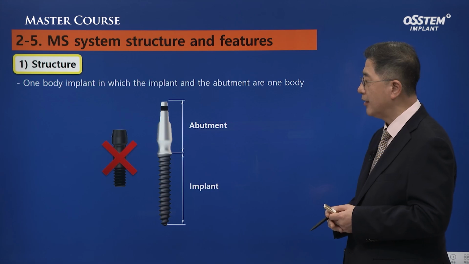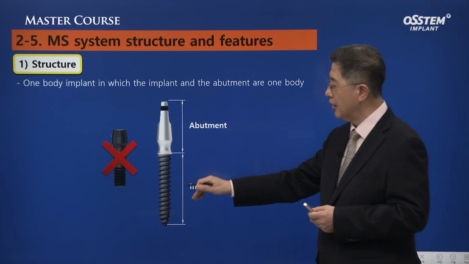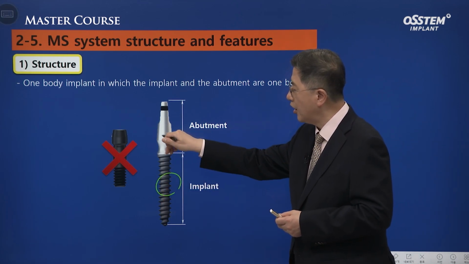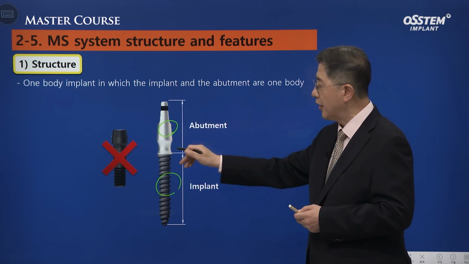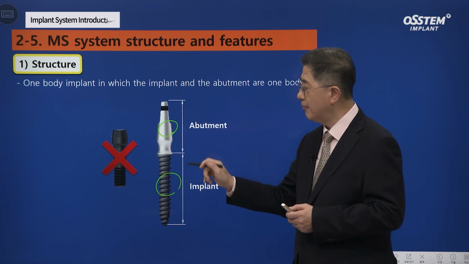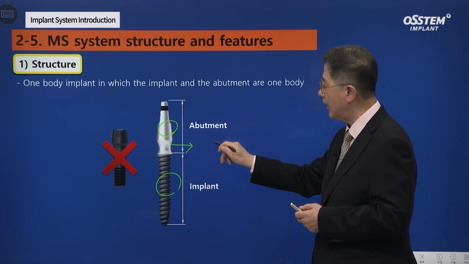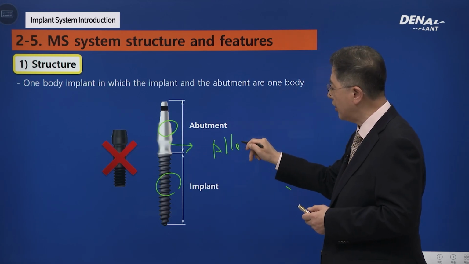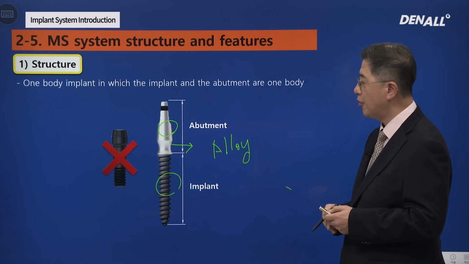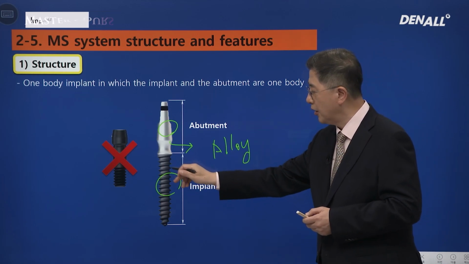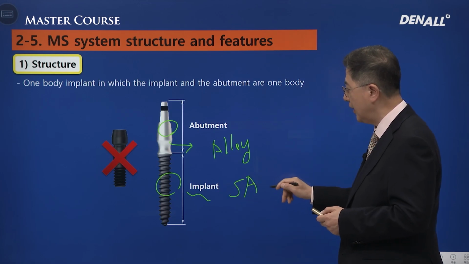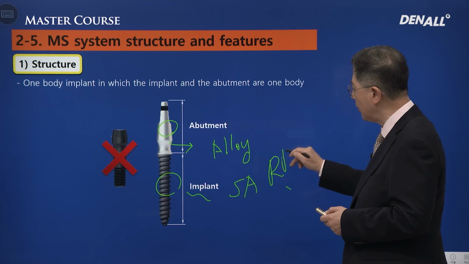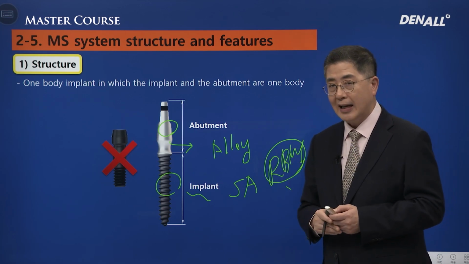There is no abutment screw and, as shown here, this is a one-body implant where the implant thread and abutment are combined into one. Because it is very thin, it is made of alloy. This is the only implant made of grade 5 titanium, and as for the surface, SA surface is mostly used, but I personally prefer RBM. Preference can differ from person to person.